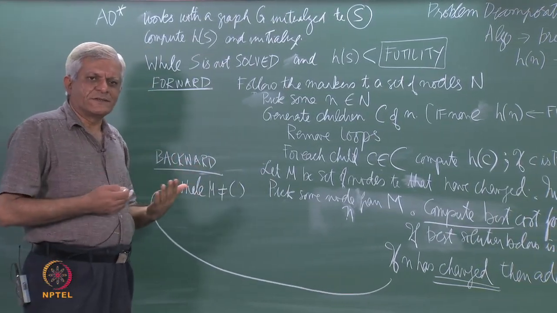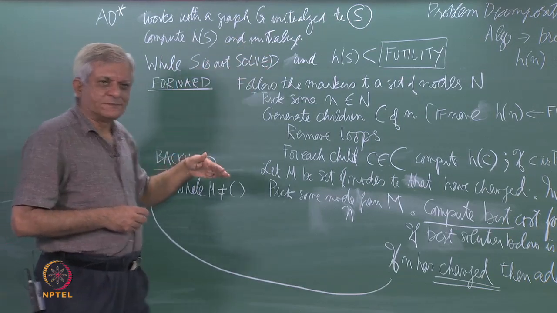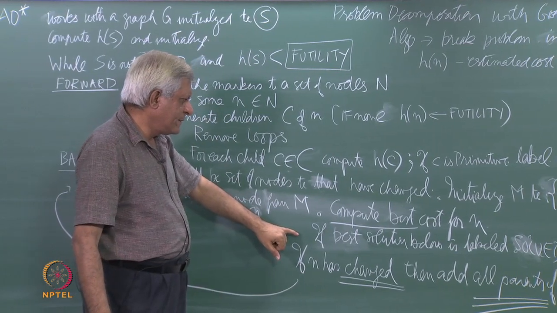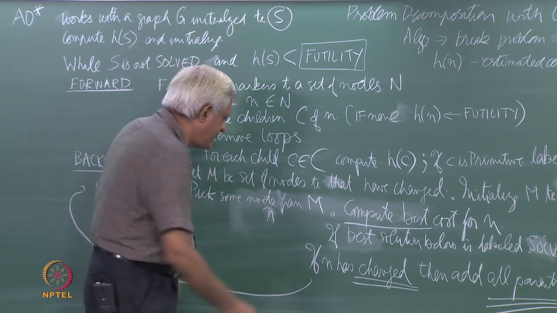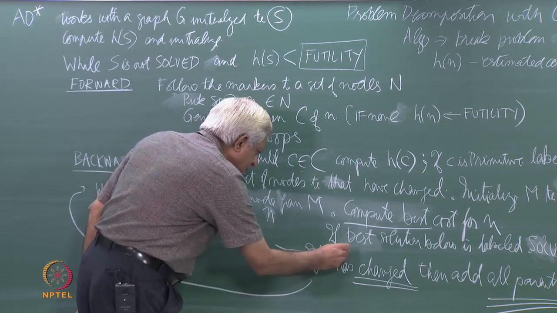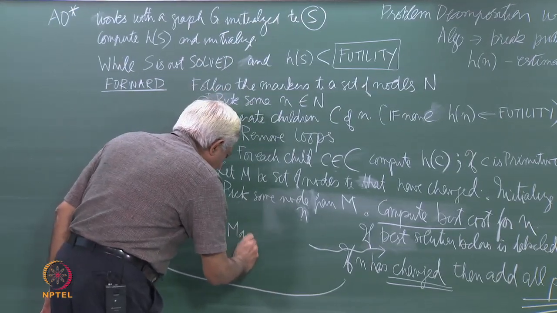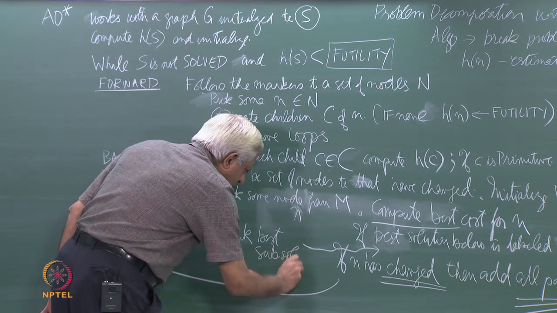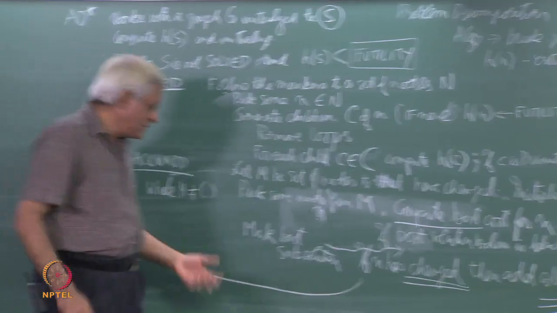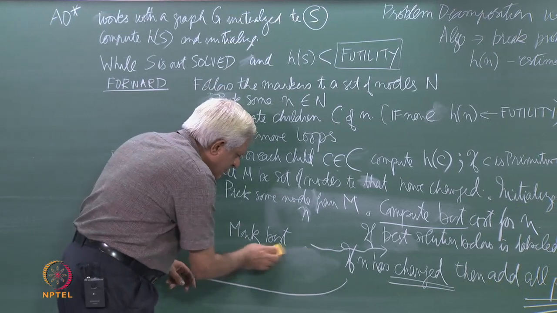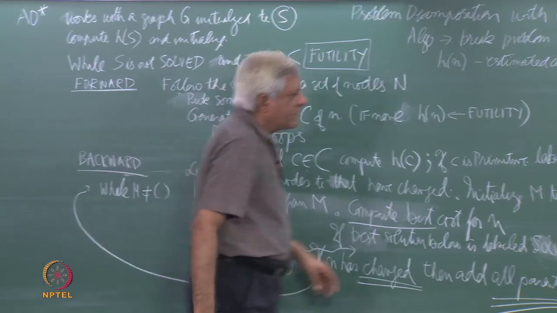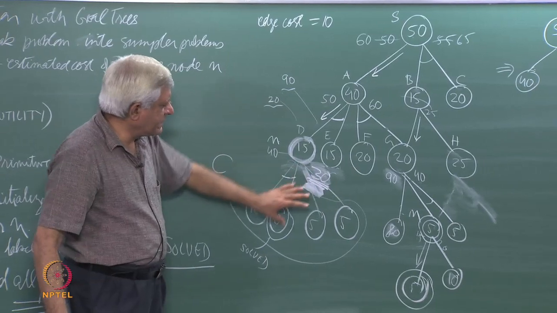So, the algorithm works in two phases. In the forward phase you move forward following the markers. Okay. So, I have missed out one step here. Somewhere here I must have this thing: mark the best sub solution, or I should say hyper edge, because each of these are two hyper edges, just mark the best one.